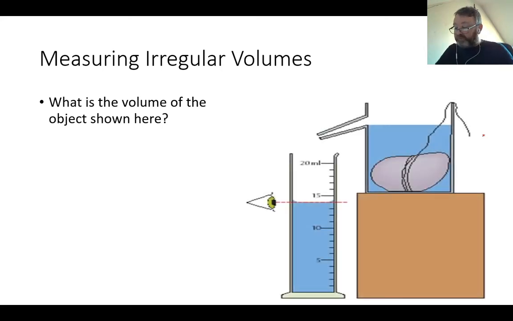Now, what's the object of this volume? So again, we've taken a big potato, we've put the potato into water, or a big large rock. We've allowed the overflow can to settle, so you have to give it a while to make sure the water stops flowing out the spout. But when we put the object in, it pushes out its own volume this way, and when it settles, we read from the bottom of the meniscus. Do you see that?